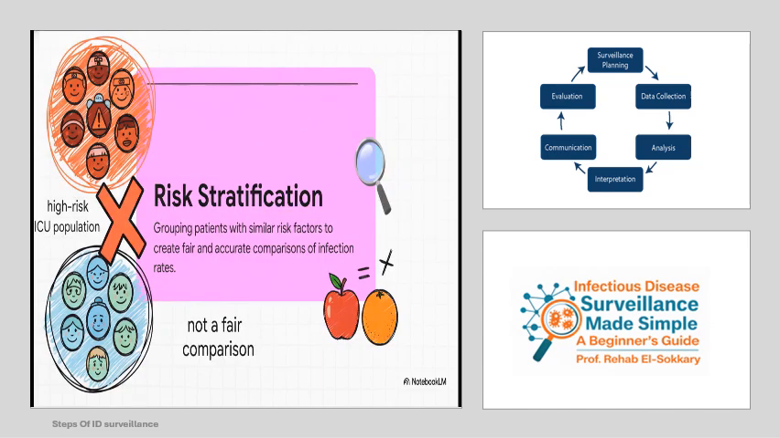This is so important. You can't just compare the raw infection rate from a surgical ICU to an outpatient clinic and call it a day. It's not a fair fight. The patient risks are worlds apart. That's why we use risk stratification. It lets us group similar patients together so we can finally compare apples to apples.